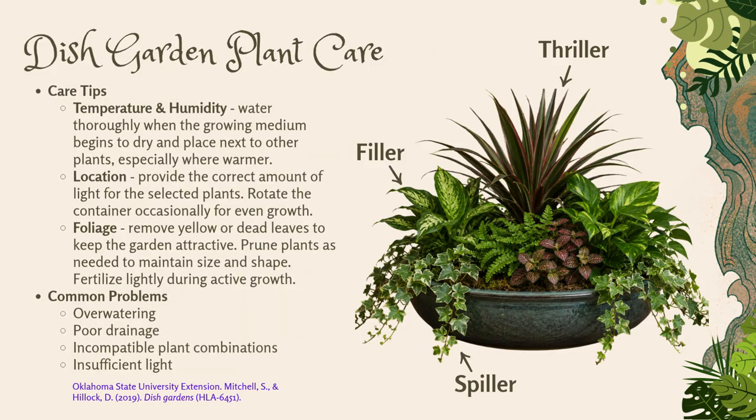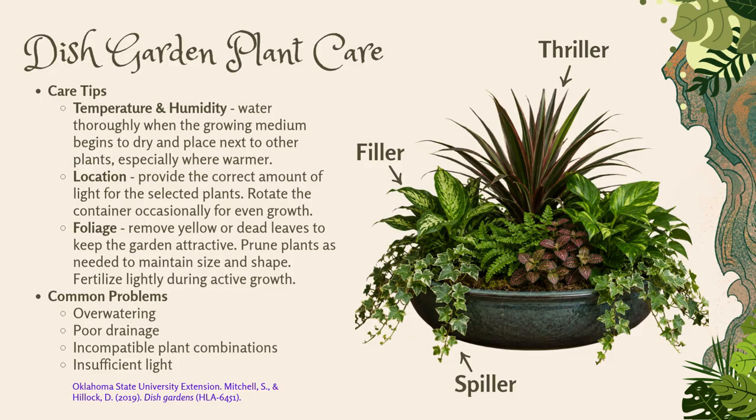Once a dish garden has been planted, regular maintenance is what keeps it looking healthy and attractive. Most dish gardens perform best in bright, indirect light, although the exact lighting requirements depend on the plants that were selected. Watering should be done carefully because containers dry out differently than garden beds. The soil should be allowed to dry slightly between waterings, but it shouldn't become completely dry.